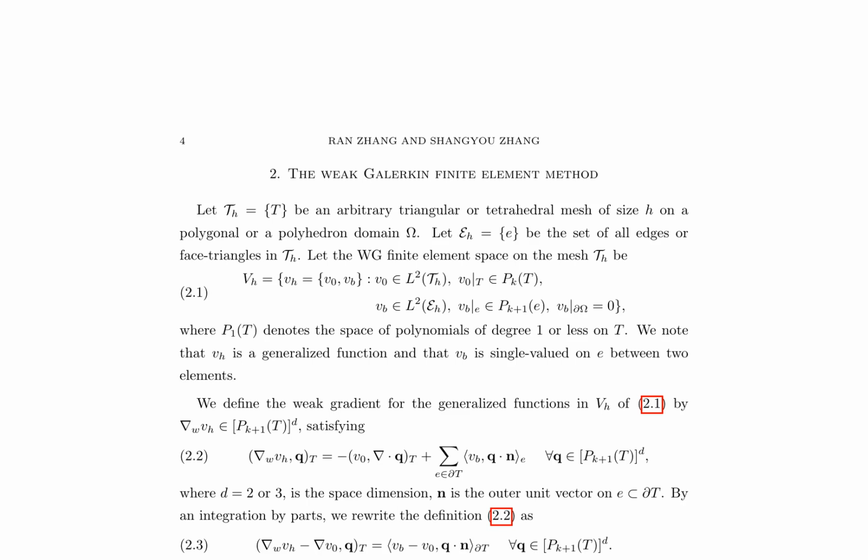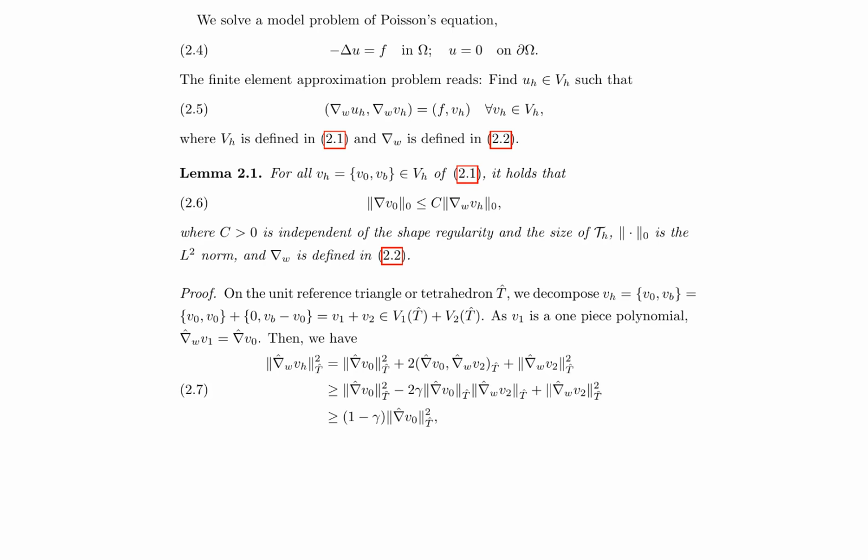This result is proven by decomposing VH on the unit reference triangle or tetrahedron T into V1,T plus V2,T, where V1,T and V2,T are subspaces of VH. The analysis is different from the typical error estimate in the finite element method, as the interelement error is converted to other errors inside elements.